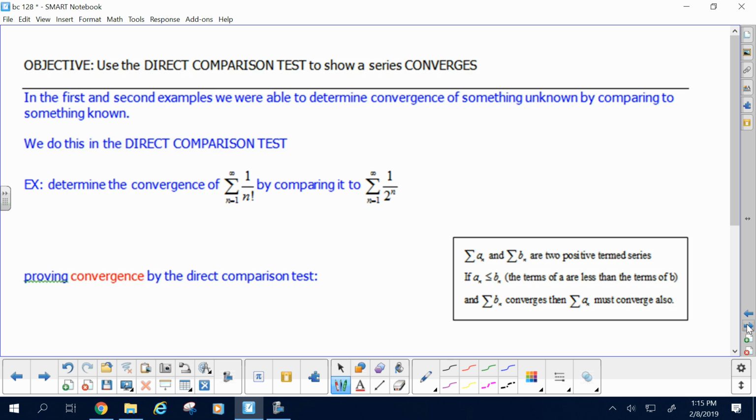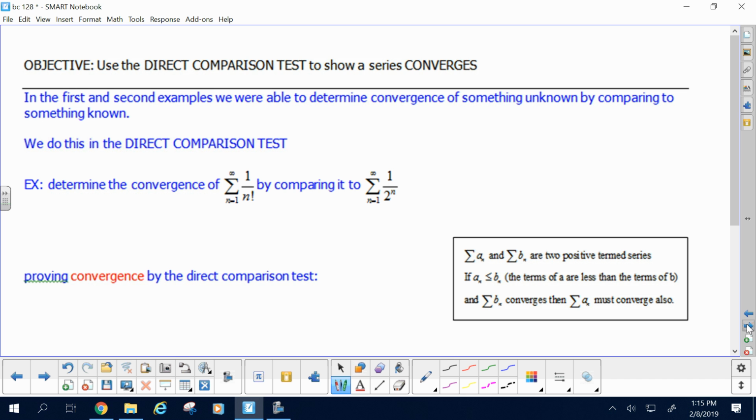1 over n factorial. That's not a geometric series. It's not a p-series. It's not something I could integrate. How do I tell if it converges? Well, you could use the direct comparison test. I am, in this case, telling you what to compare it to, but eventually you'll just figure it out on your own. It goes like this, however.